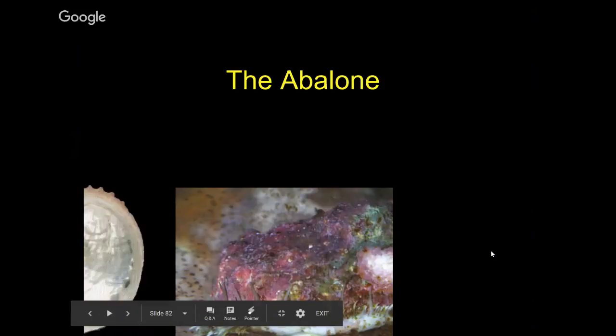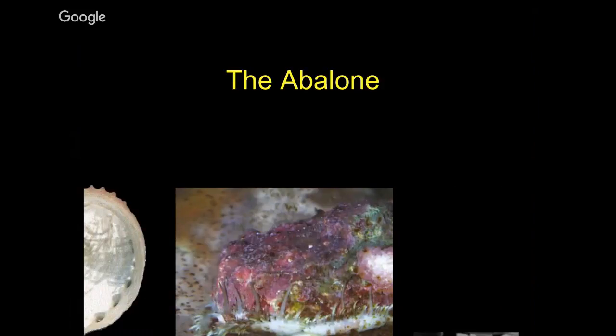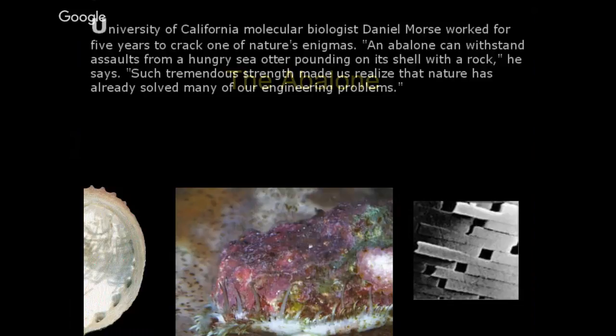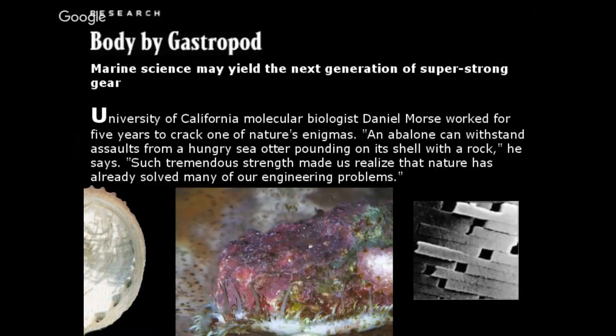I'm going to tell you a little bit about the abalone. It's really a very, very hard shell. The picture on the bottom right shows how it's actually like brick, where the parts of the structure fit together when you look at it under a microscope. So, University of California molecular biologist Daniel Morse worked for 5 years to figure out how the abalone gets this hard surface.